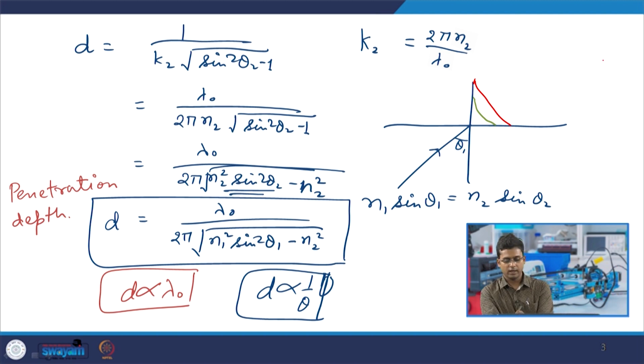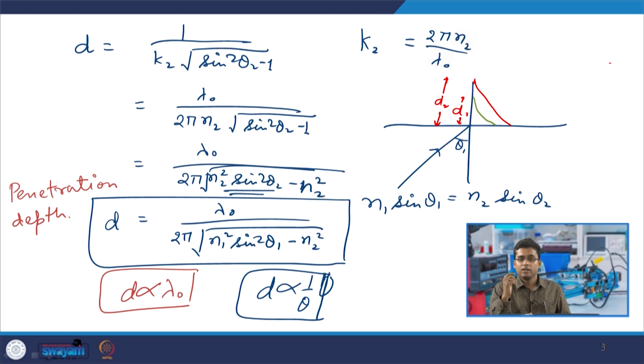So, if it was d1 for the green one, d2 will be for the red one. For the red one it will be larger, that means you can penetrate more and more into the medium when you increase the wavelength. This can also happen with theta.